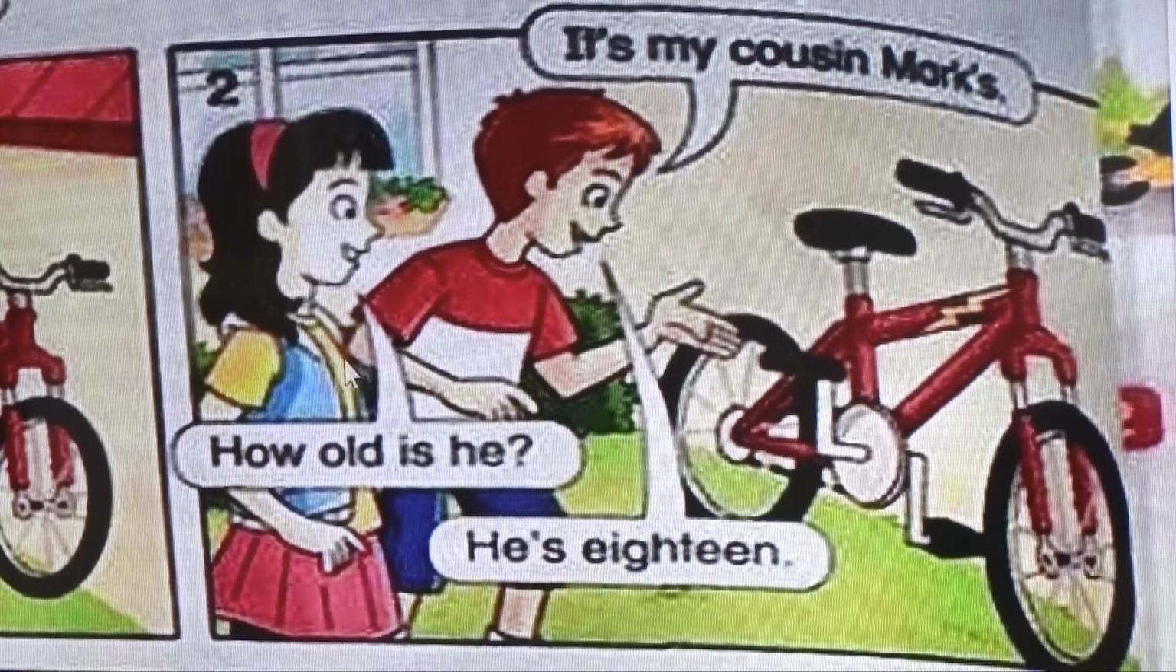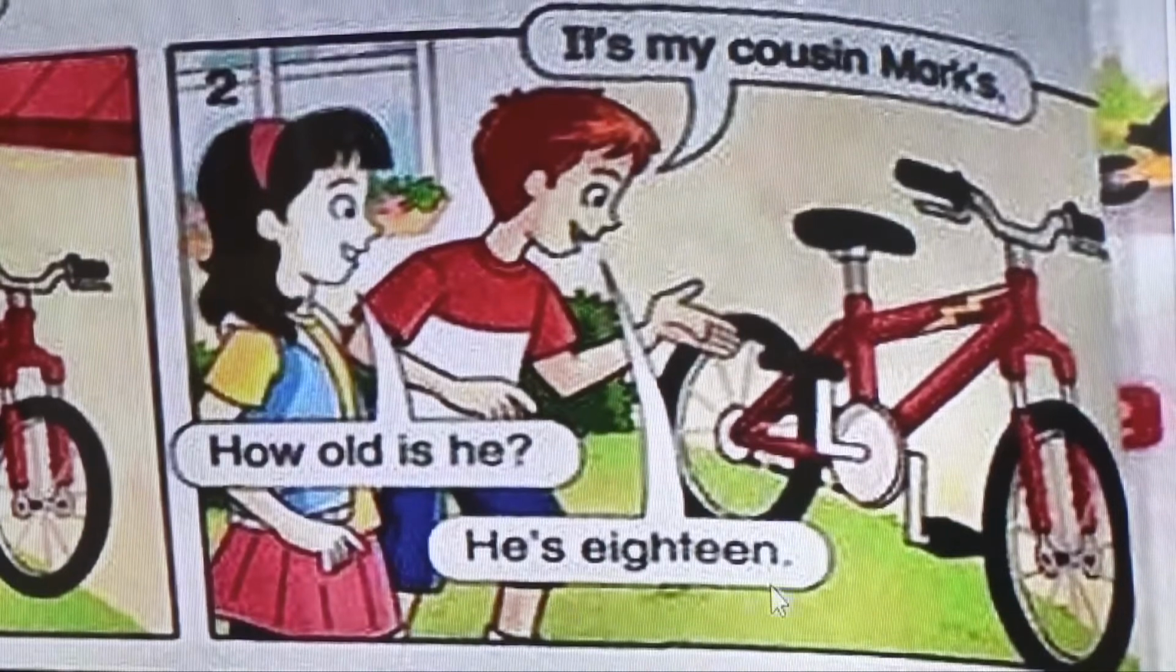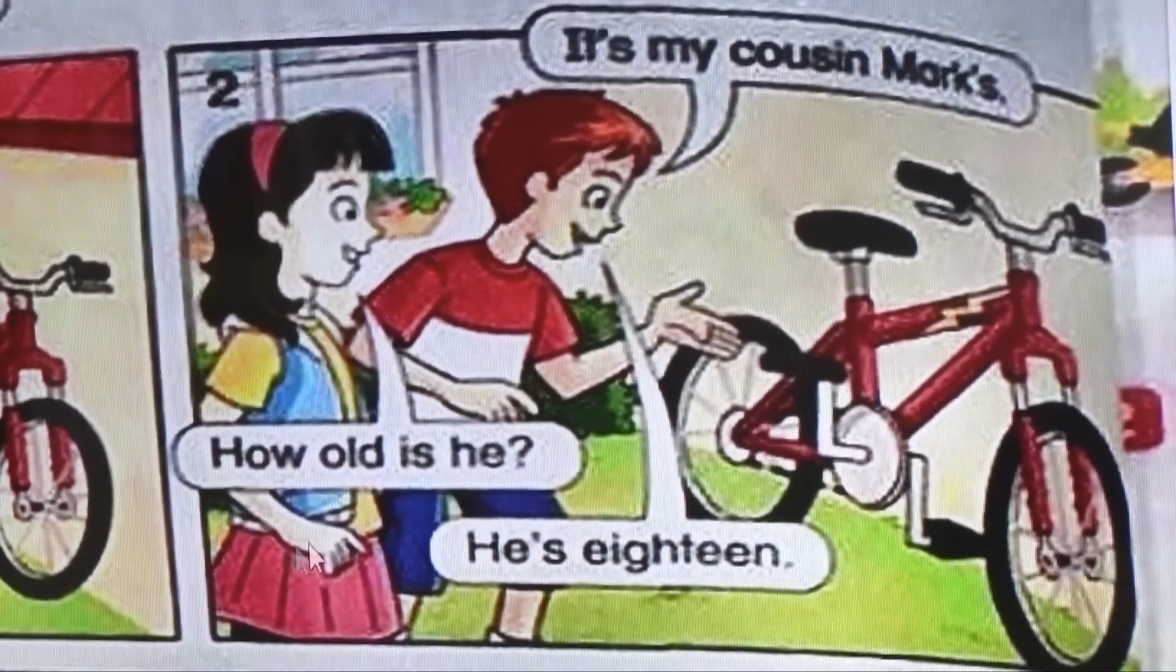Alright, and then Emily will ask the question again. Can we read together? 1, 2, 3. How old is he? Alright, one more time. How old is he? Alright, that's good. Now, Matt will tell us how old his cousin is, right? So let's read together what he says. 1, 2, 3. He's 18. Alright, one more time. He's 18. So how old is Matt's cousin Mark? How old is he? Right, Mark is 18. Alright, good work.